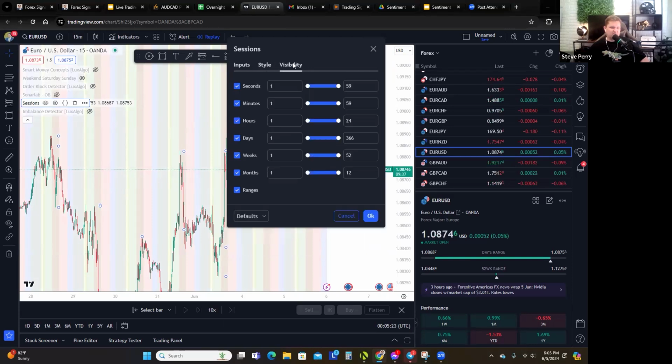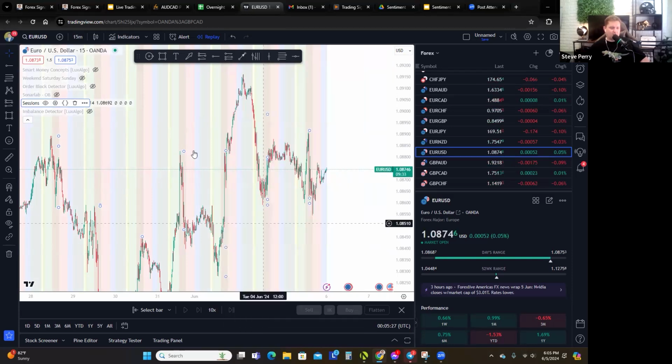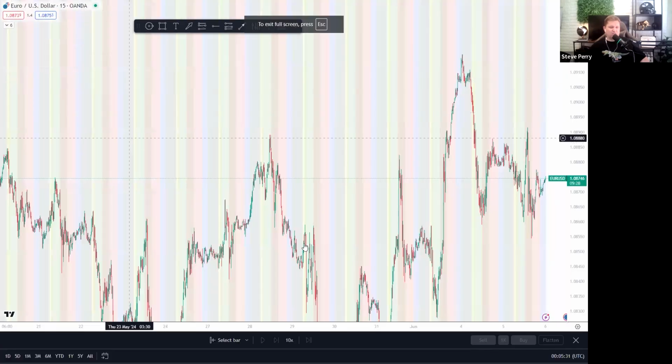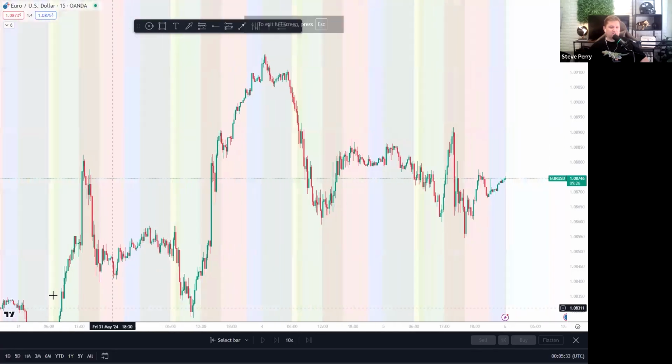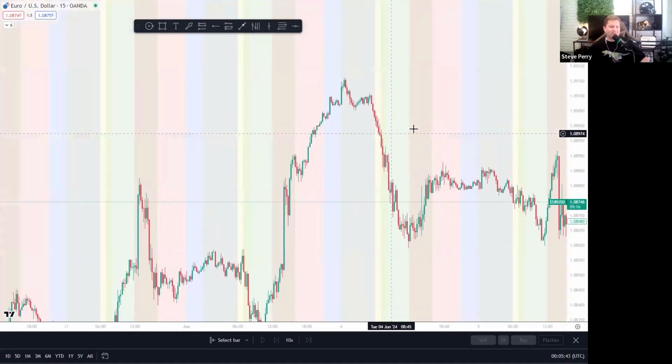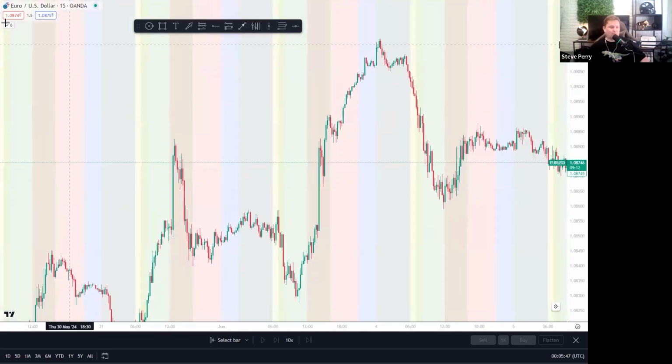In fact, I want to see if I can change the color of these? I think I can, but I don't really want to right now. So if you look at this chart, this is an hourly time frame on the euro dollar. You can see it's all very colorful. On my screen here it kind of looks like a flavor of ice cream or something. These are all the different sessions, right? And their subsequent overlaps.